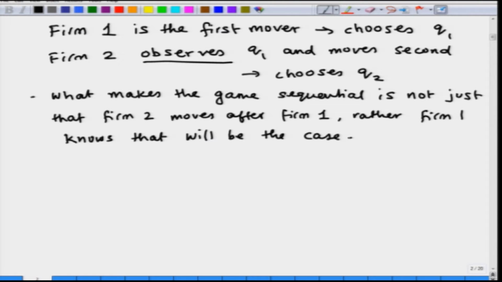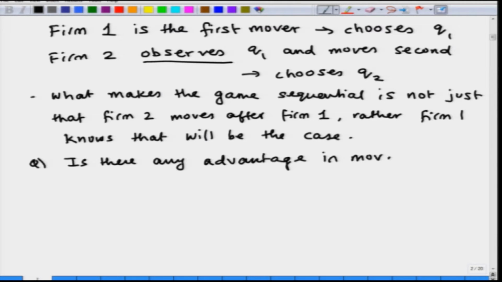What we are interested in the Stackelberg model is, we want to ask the following question: is there any advantage in moving first or second? In other words, from a strategy perspective, does firm 1 benefit by moving first, which means does firm 1's profit increase, or does firm 2 benefit by moving second, which is does firm 2's profit increase?